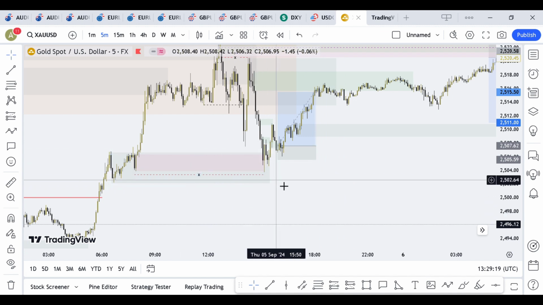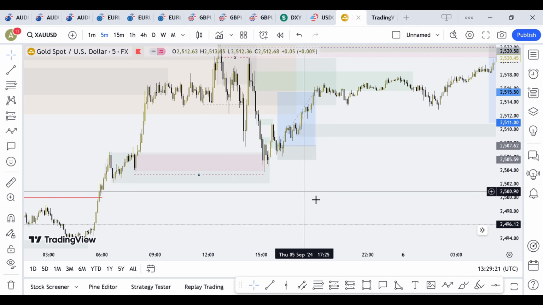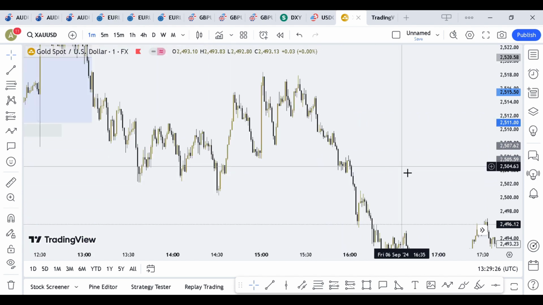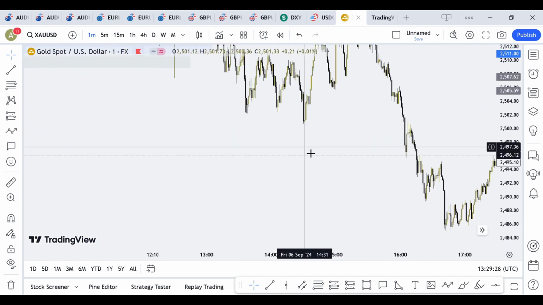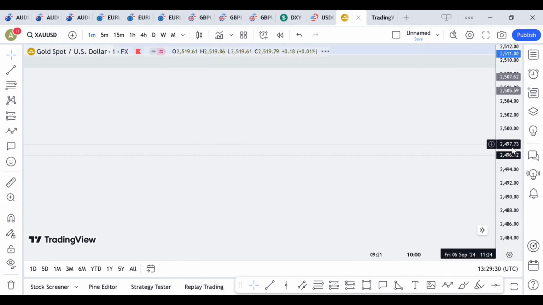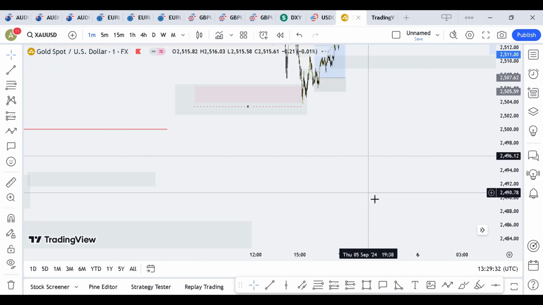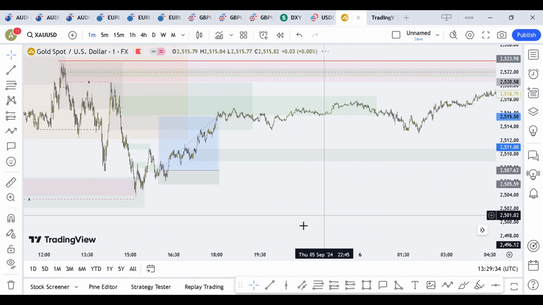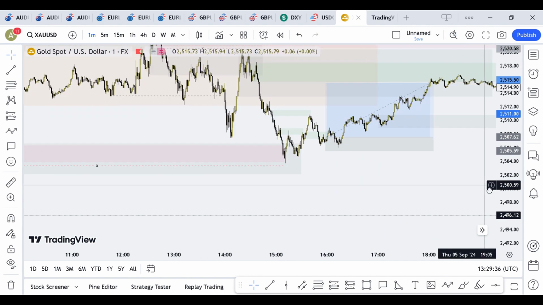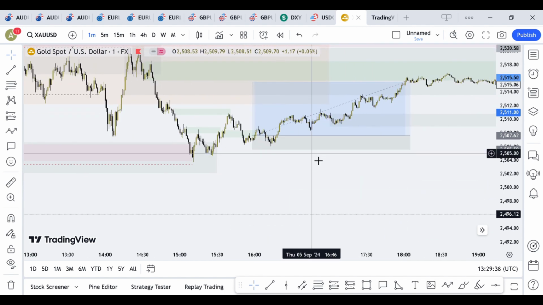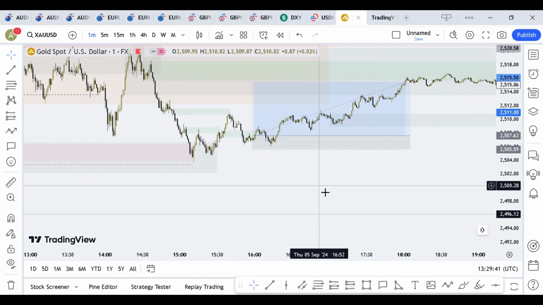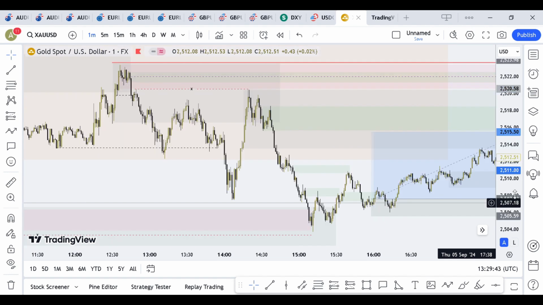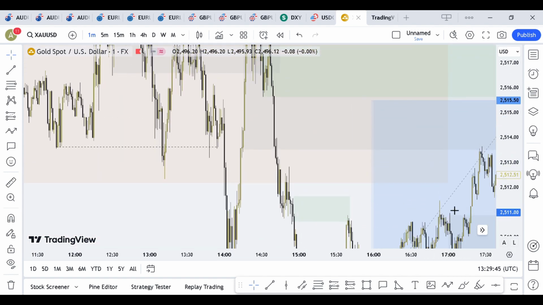So on the 5-minute, as you can see, there was no setup played out. So I went down now to the 1 minute to persist on looking for a buy. So let's check on that. So that's when now jumping into the 1 minute, okay, there was this change of character. So let me try and zoom in.